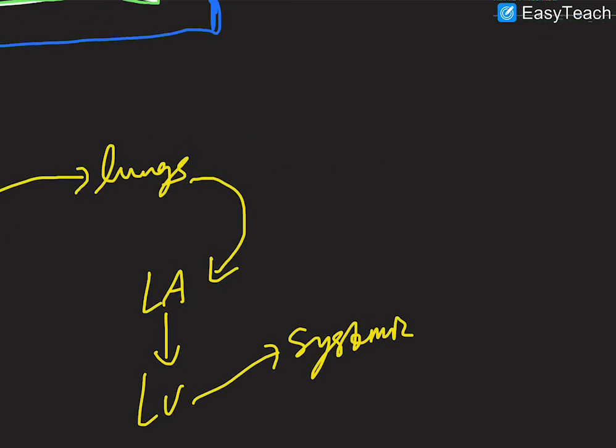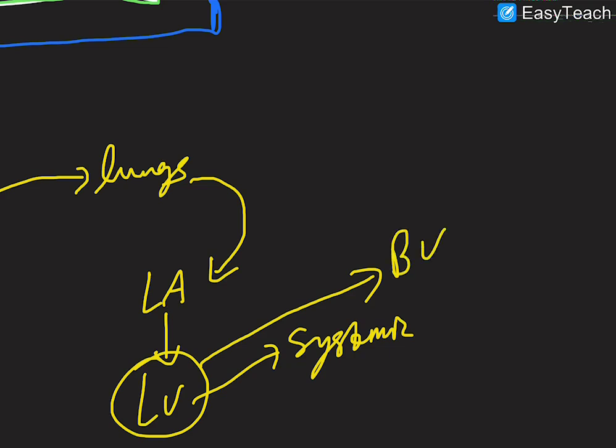Part of that systemic circulation, though, is the blood vessels that supply your lung tissue, not your pulmonary capillaries, the blood vessels that supply your lung tissue. So your lung tissue needs oxygen too, right? So if you're pumping out oxygenated blood from your left ventricle, that oxygenated blood will go to the blood vessels supplying your lung tissue.